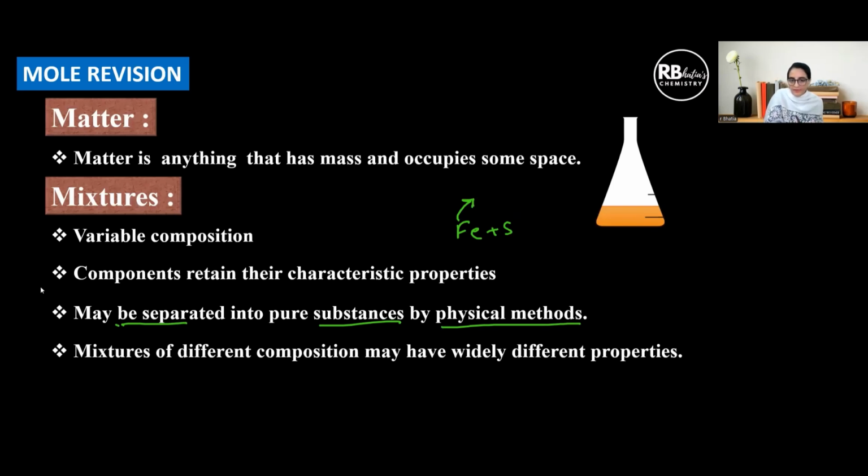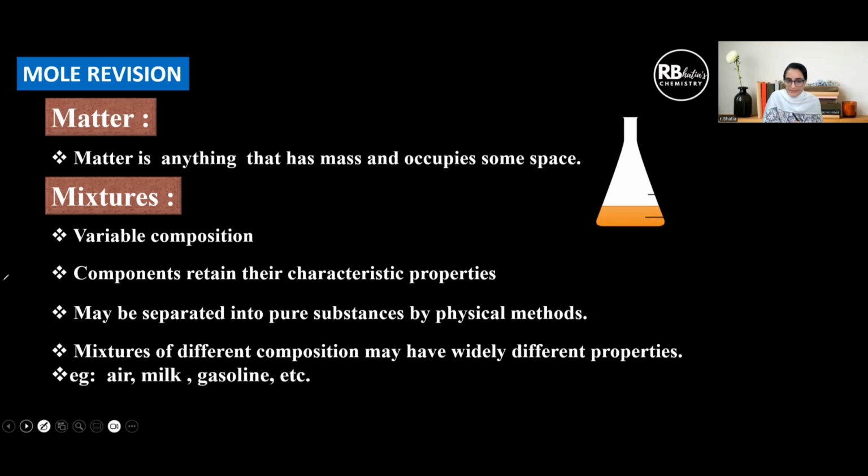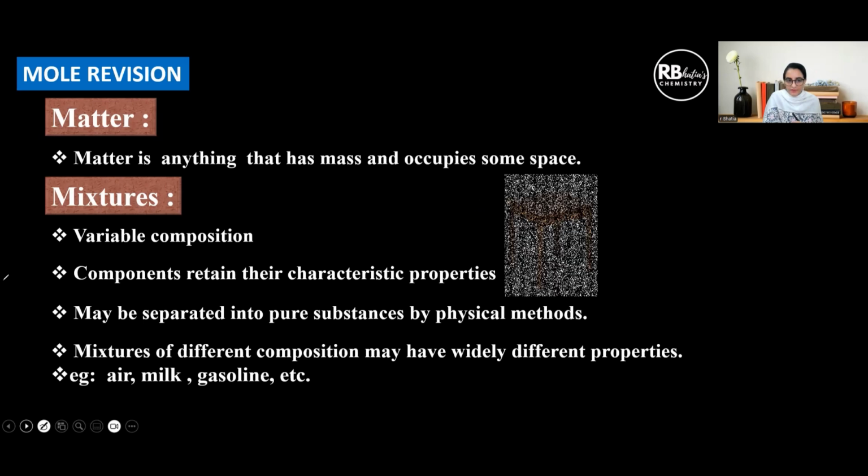So, simple methods of separation can be physical methods such as evaporation, crystallization, magnetic separation, etc. Mixtures of different composition may have widely different properties. Examples: air, milk, gasoline, etc.